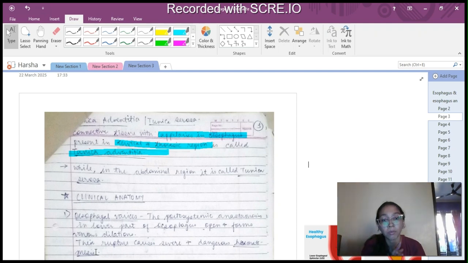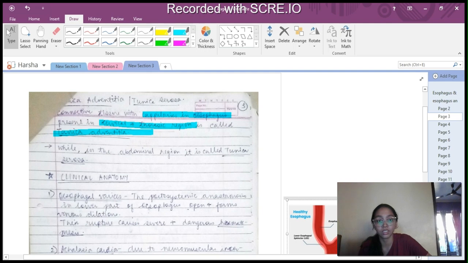The portosystemic anastomosis in the lower part of the esophagus opens and forms venous dilation. So the anastomosis gets separated out, which causes dilation, and because of that blood comes out, and this blood then comes out in the form of vomiting, and hence it is known as hematemesis, which is seen as a sign here.